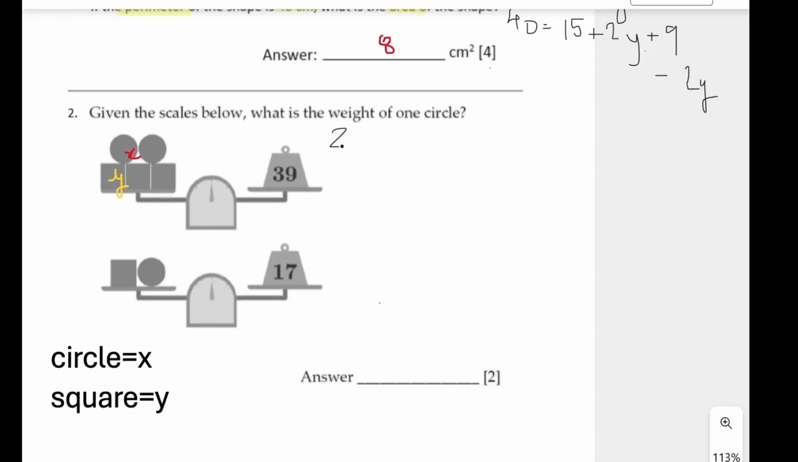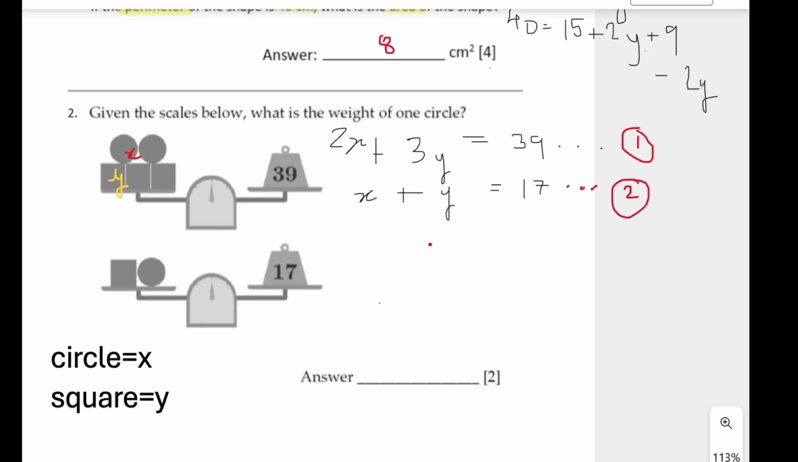So we have 2x plus 3y is equal to 39. Actually we'll just do them all in one color because the diagram is there. Now 1x plus 1y is equal to 17. Now make sure you count it properly. Yes, units don't matter, that's fine. We are going to label this equation: this is equation 1, and this is equation 2. So now we have two equations. We now have to solve to get the value of 1x and 1y.